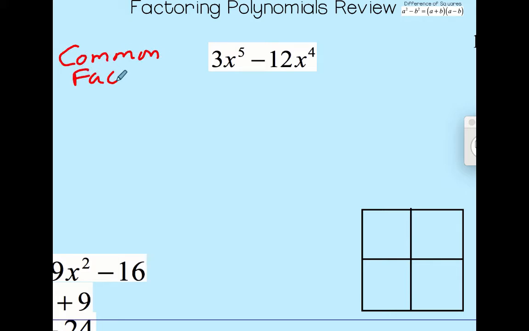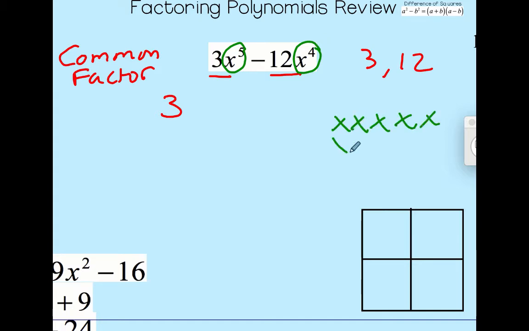So I'm going to look at each term, this term and this term, and I want to know, is there anything I can divide that's in common with both of them? So when I'm comparing the numbers 3 and 12, I know that 3 times 1 and 3 times 4 make each of those numbers. So 3 is a common factor. When I look at the variable factors, x to the 5th and x to the 4th, if I wrote out x to the 5th, 1, 2, 3, 4, 5, and I looked at x to the 4th written out, 1, 2, 3, 4, I see they have 4 x's in common. So that's my common factor.